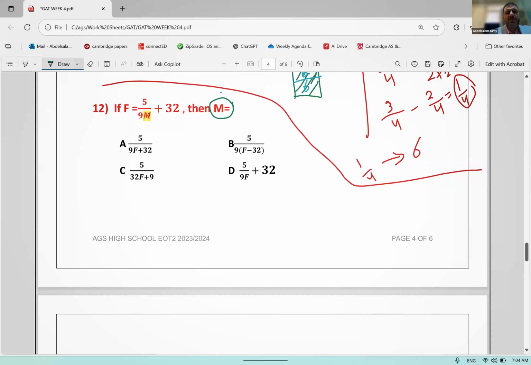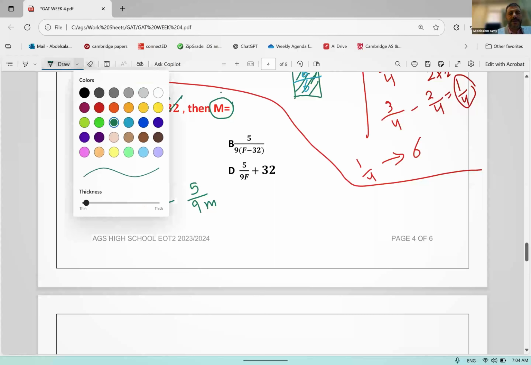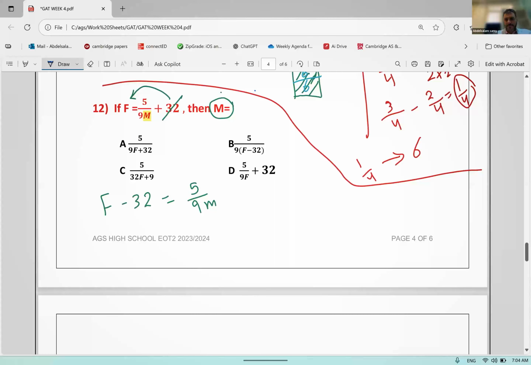So here, if I want to move 32 to the other side, it's plus 32, which means I have to subtract. So here I'm going to write f negative 32 equals 5 over 9m. Now how can I continue? I tell you, nice. Here it's over 1. I need m the subject. So m shouldn't be in the denominator. I need it in the numerator. So can I flip here and flip here? Is it possible? Yes, it's possible. In an equation, yes, you can flip. Which means I can write 9m over 5 equals 1 over f negative 32.